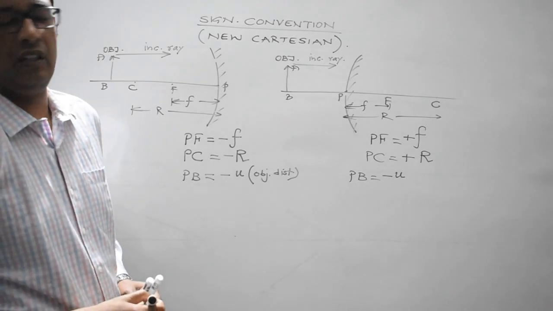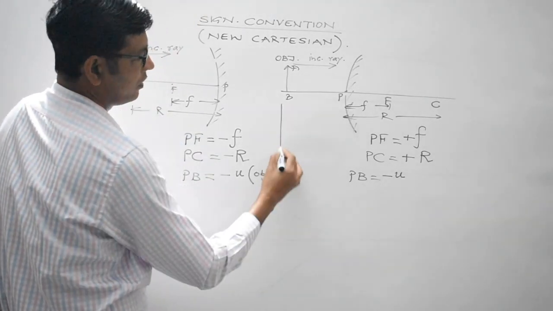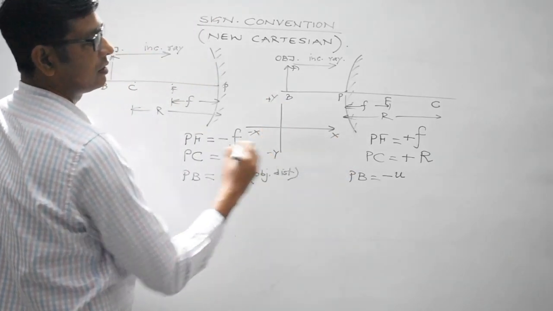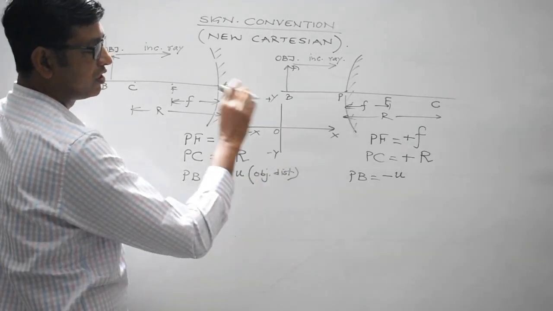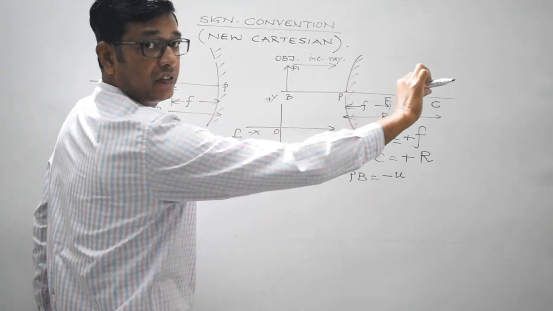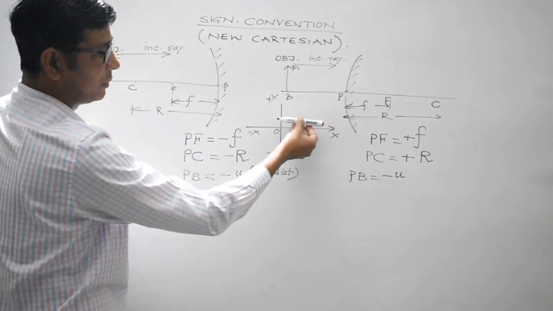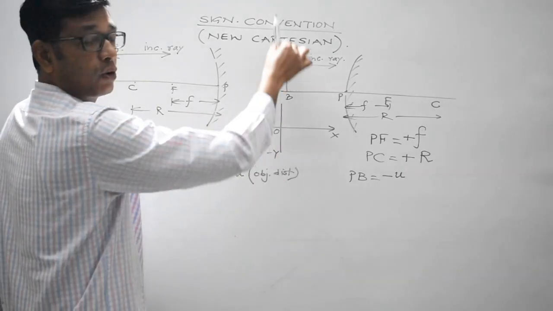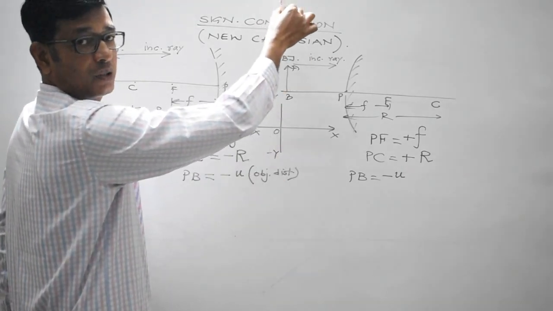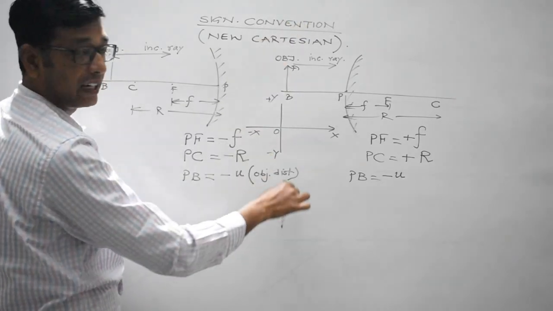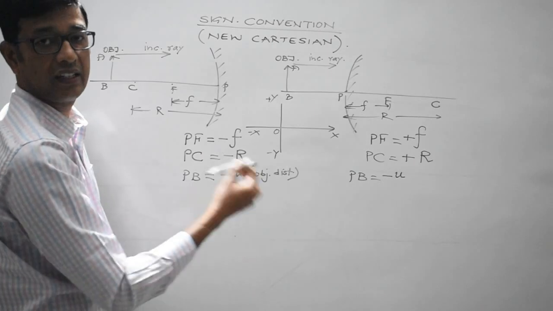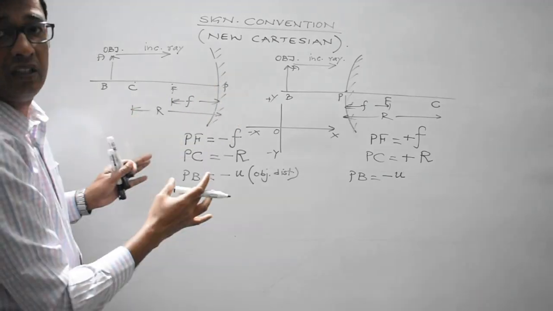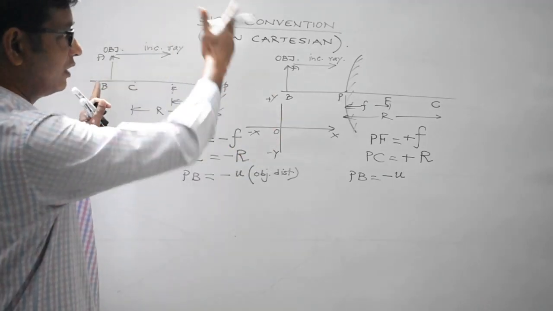You can make use of a simple quadrant system. This is positive, this is negative, this is positive and this is negative. This is the origin. Distance measured along the positive x direction is positive. Distance measured from the pole towards the negative x direction is to be taken as negative. Distance measured along the positive y-axis, that is for an erect object or erect image, is positive. Distance measured towards the negative y-axis, that is for an inverted image, is to be taken as negative. So this is valid only when the object is placed in front of the mirror. That is, I have placed the object on the left side of the mirror.